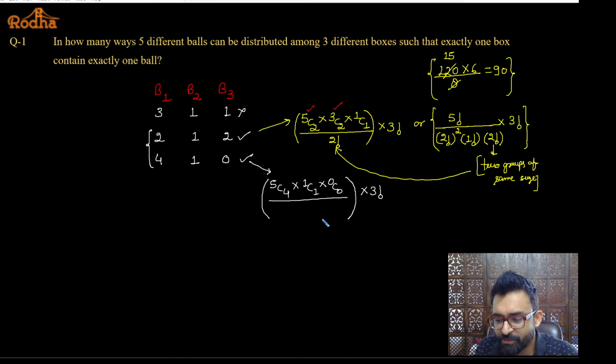Yes or no? Good morning, Shiva. So 5C4 will come out to be 5, into 3 factorial, which is 6. That will make it? Tell me. 5C4. Yes, 30. Absolutely. Good morning, Shivam. Is that okay or not? 5C4 into 1C1 into 0C0 into 3 factorial.